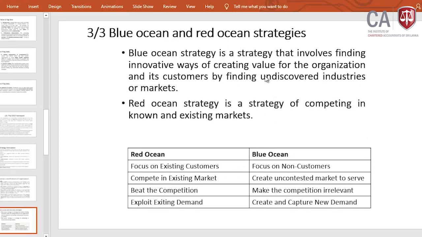So, blue ocean or red ocean strategies, you remember what is blue ocean? In there, we try to find innovative ways of creating value for the organization and its customers by finding undiscovered industries or markets. We try to offer something new to the customers. What is the opposite strategy? Red ocean strategy. In there, we try to compete in the known and existing marketplace, but in blue ocean we try to create a new marketplace.